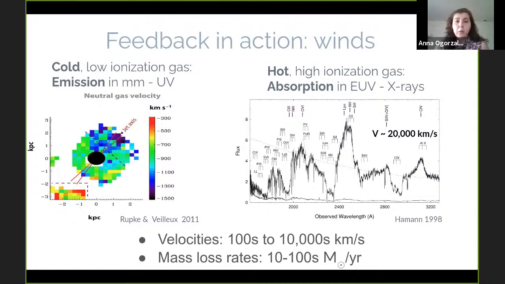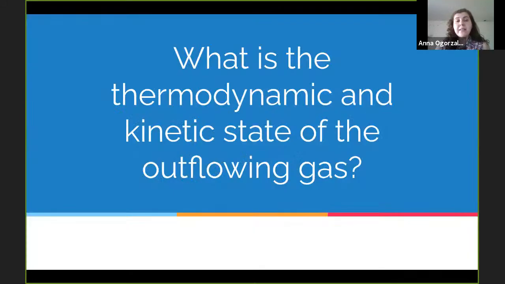On galactic kiloparsec scales, these winds are mapped with emission lines in millimeter through UV wavelengths. Closer to the black hole, on parsec scales, we detect them as absorption features in the UV and X-ray bands. But to really determine what is the actual impact of these winds on the host galaxy, we must first understand what is the thermodynamic and kinetic state of the outflowing gas, which sounds simple.